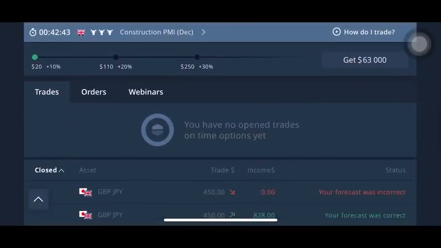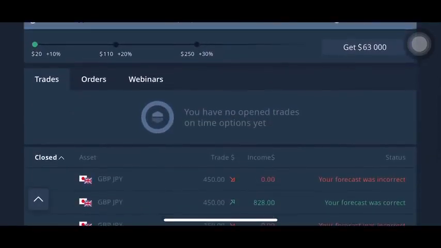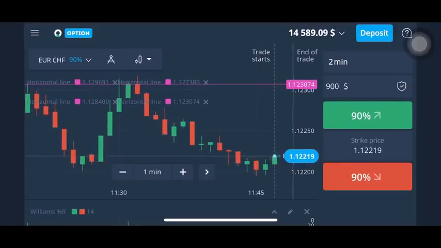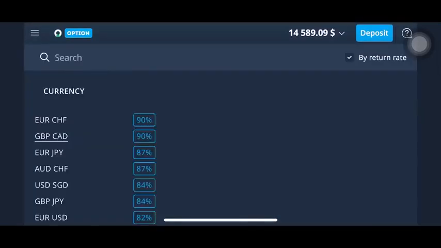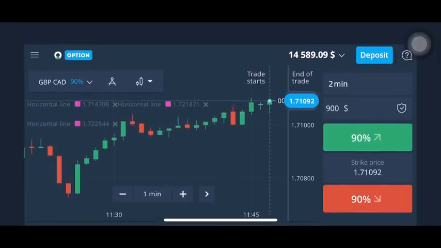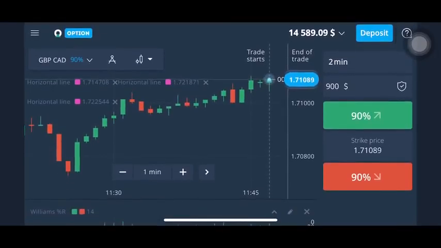I lost the previous trade. You can see GBP JPY, $450 invested. I lost it, but I don't worry at all because I use the martingale principle for my trading. So I am going to find a unique chart where I can open a trade.